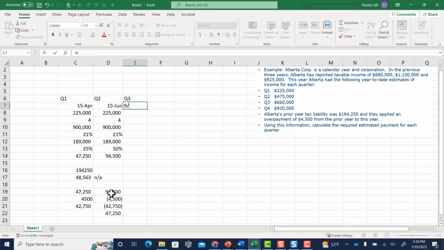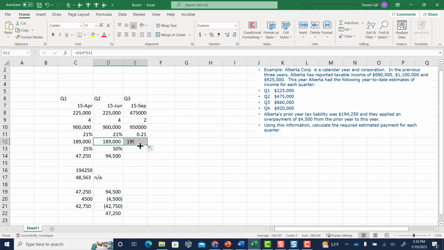Q3 is due September 15th. Now we do have second quarter information. So we'll use the 475. That's 6 months worth of data. How do I annualize 6 months worth of data? Well, I multiply it by 2. So now I can take that, multiply those together, the same 0.21.